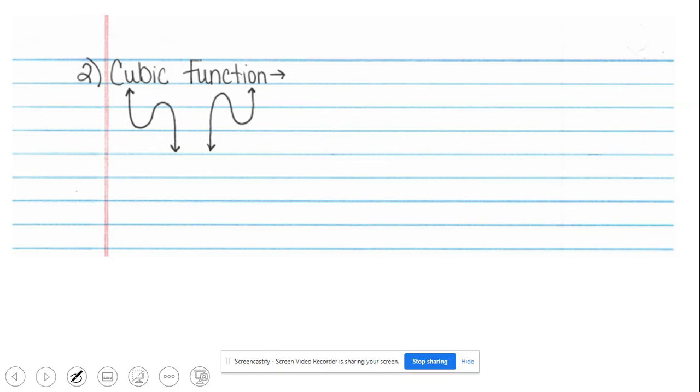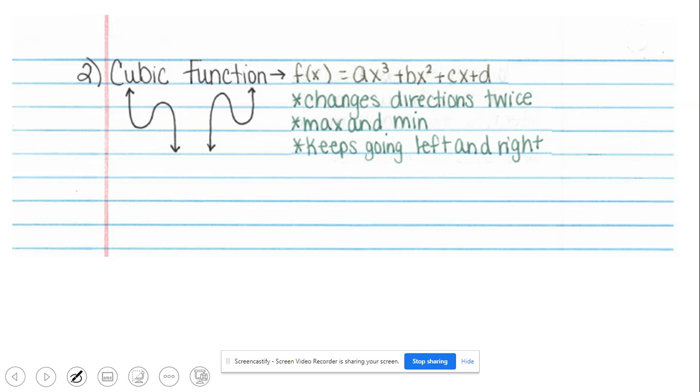So the next thing I want to talk about is a cubic function. A cubic function has a standard form of f of x equals ax cubed, so to the power of 3, plus bx squared plus cx plus d. And the big difference with the cubic function here is it changes directions twice.